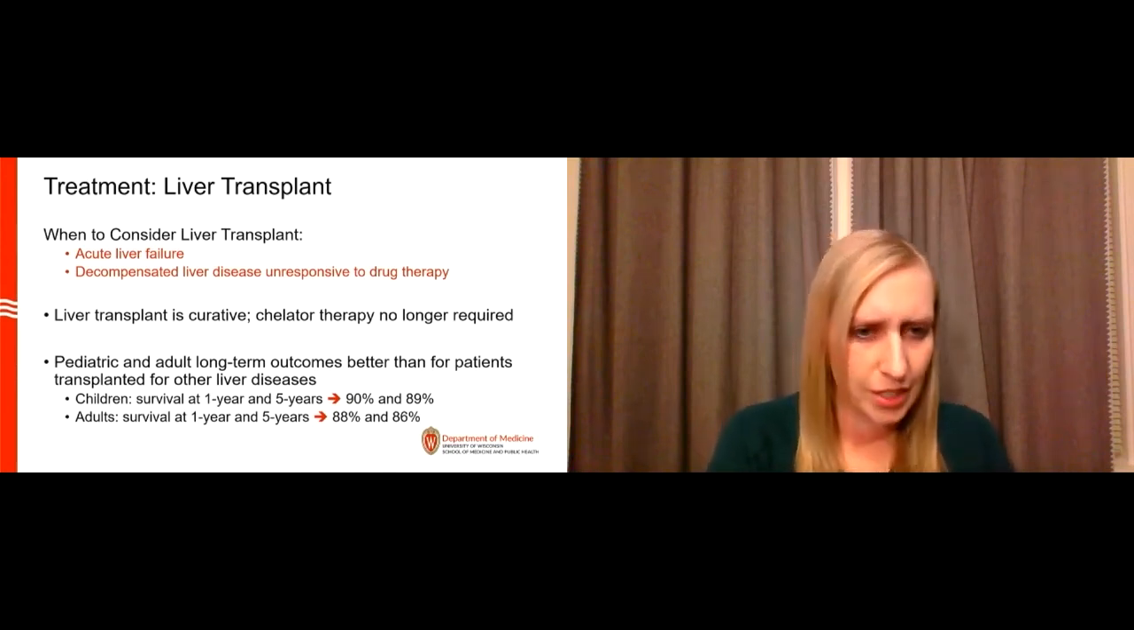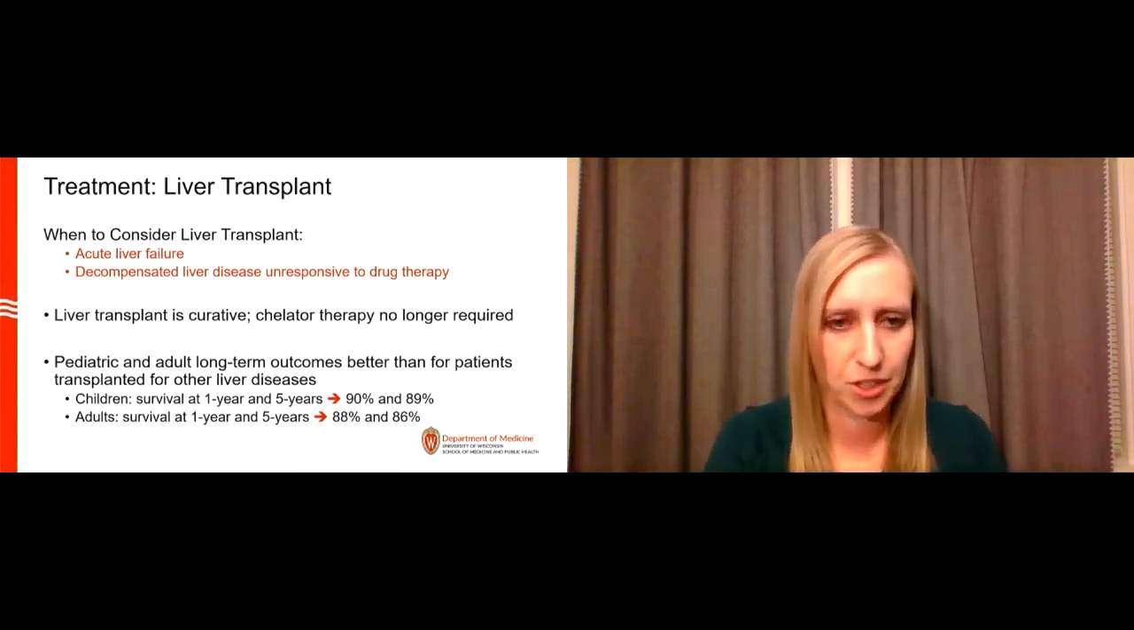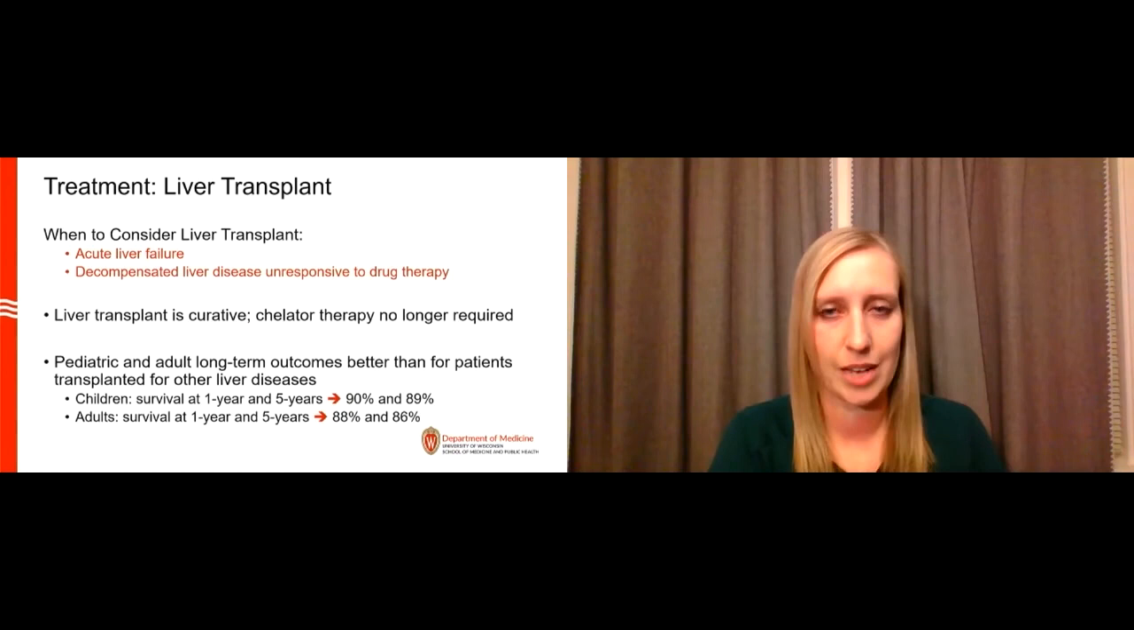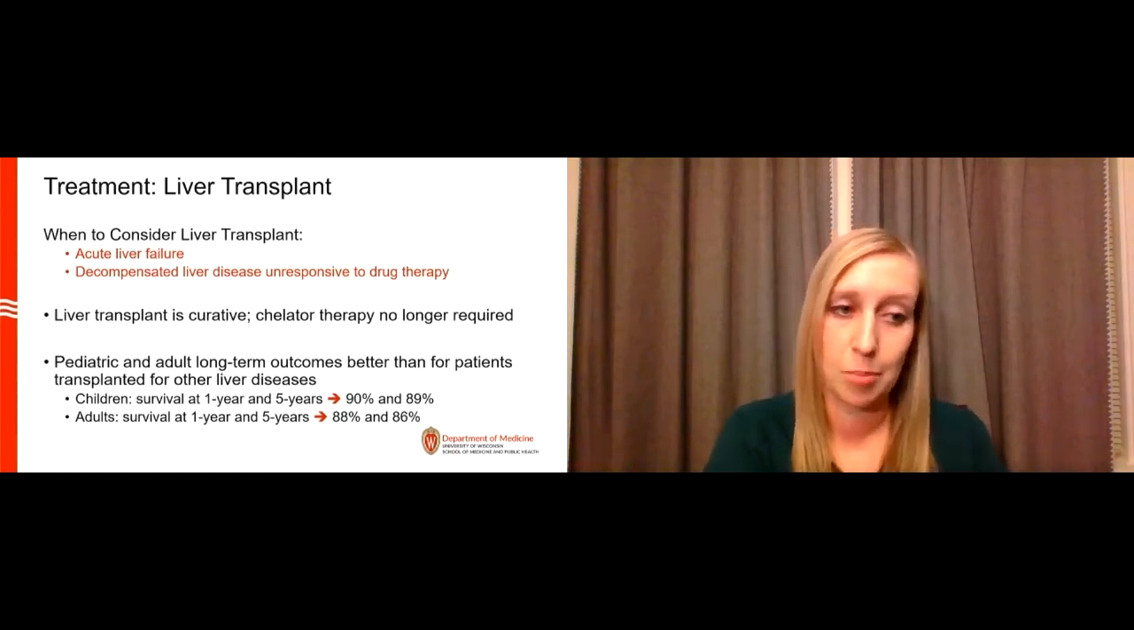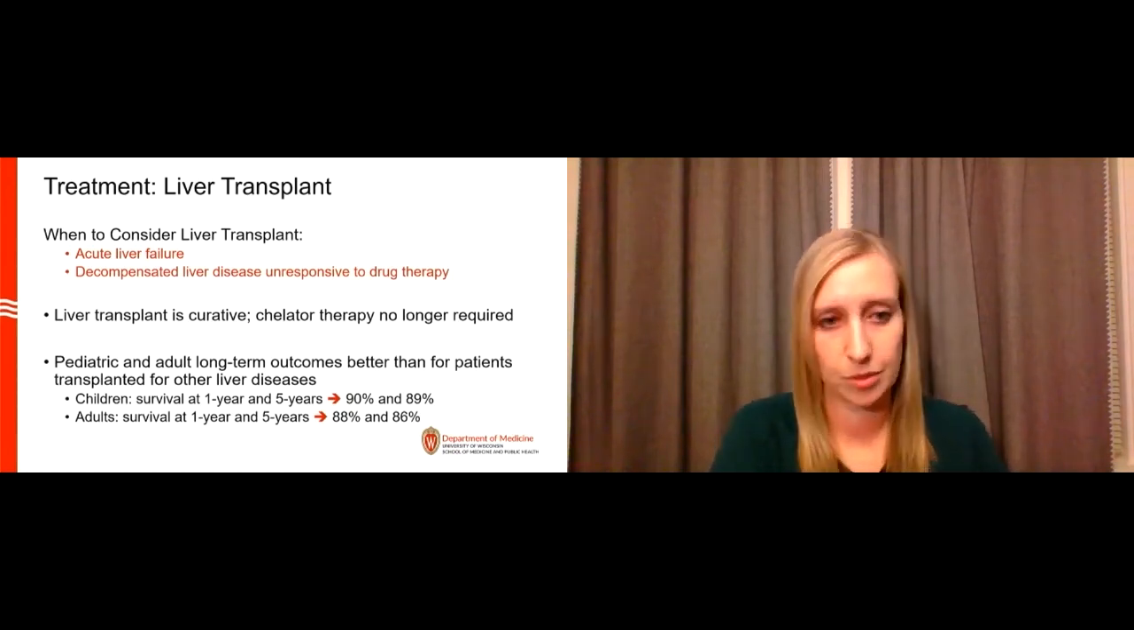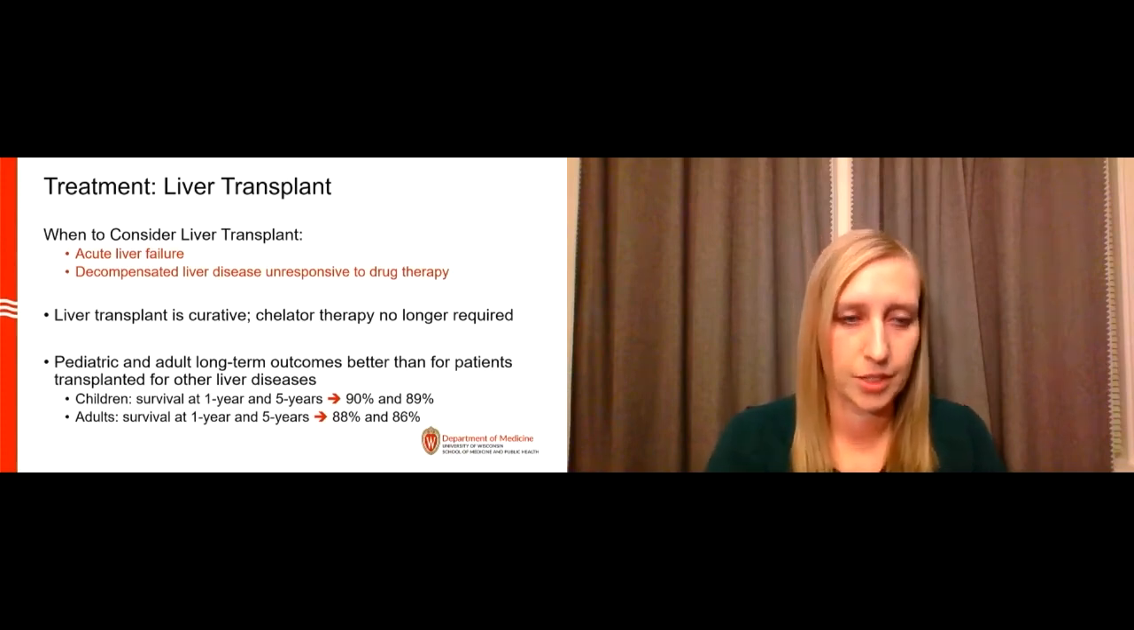These outcome numbers are potentially a little bit old here. I think the study, the last transplant was in 2010, but the take home point here is that transplant outcomes with Wilson disease are as good or potentially even better for patients transplanted for other types of liver disease. Next slide, please.